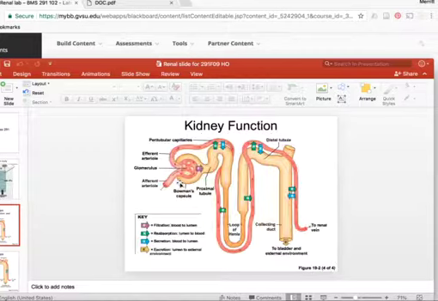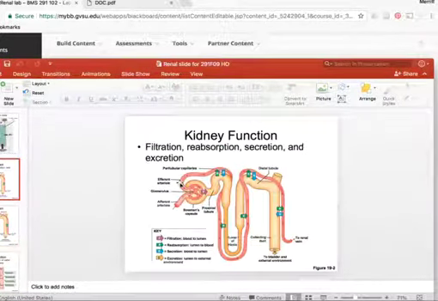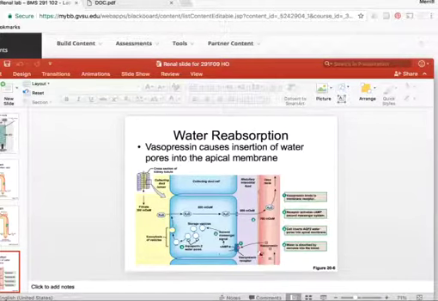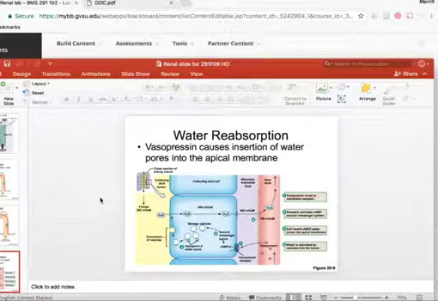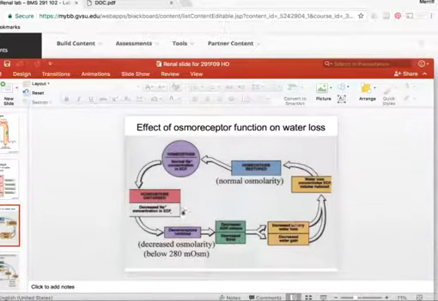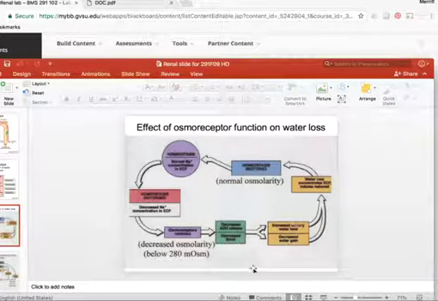So if we scroll through some of these slides, this talks about the basic nephron reabsorption and secretion. This talks about the action of vasopressin here. But I want to zero in on these two slides here, slides 6 and 7, because what this does is it outlines the different reflexes that help us control and maintain homeostasis for renal function. So the first one's basically talking about the effect of osmolarity and what can happen.